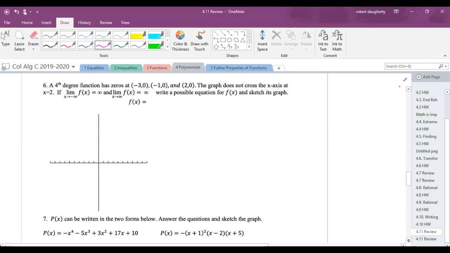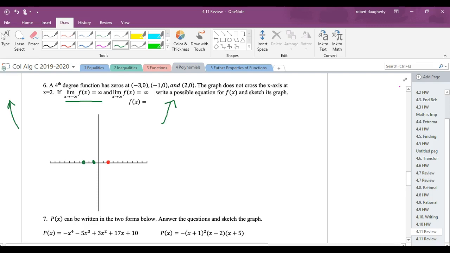A 4th degree polynomial has zeros at -3, -1, and 2, and it does not cross the axis at 2. So I know that it does not cross the axis here. It is going to cross the axis at -1 and -3. Write a possible polynomial, okay? So it says the limit as f of x approaches negative infinity is infinity. So this is 4th degree. That tells me that it's going up. So if it's going up over there, it has to go up over here if it's 4th degree.